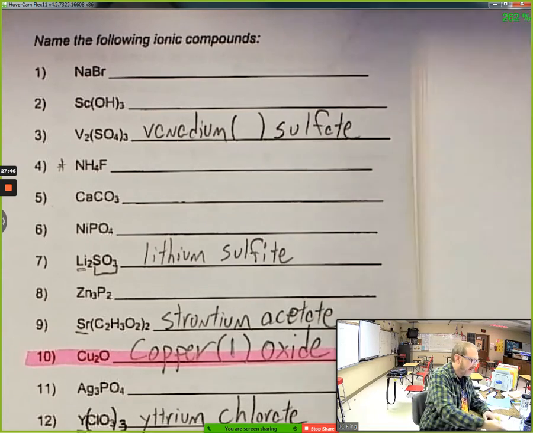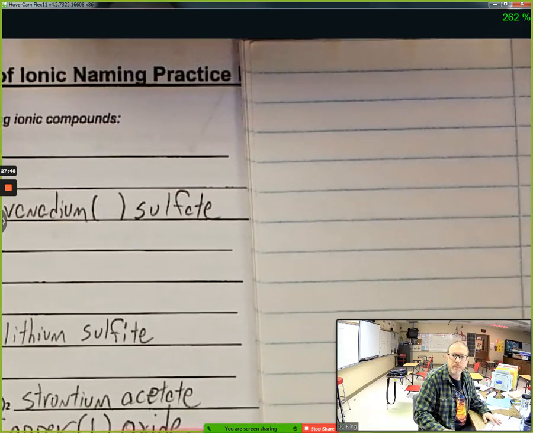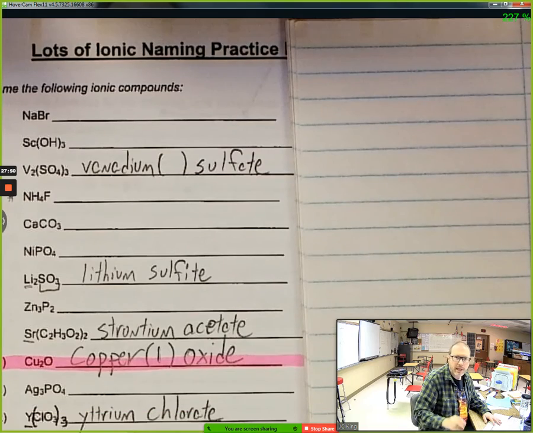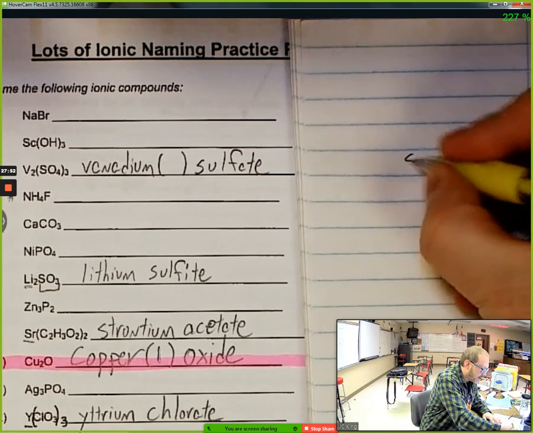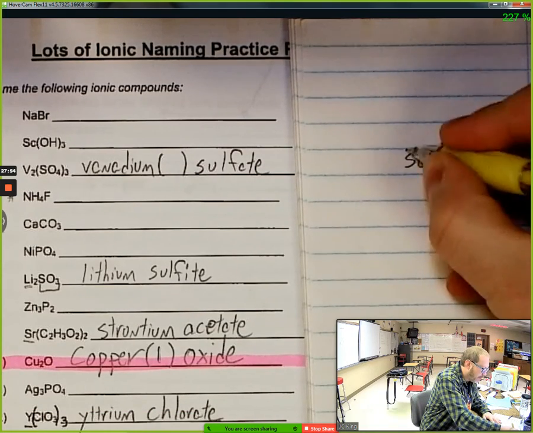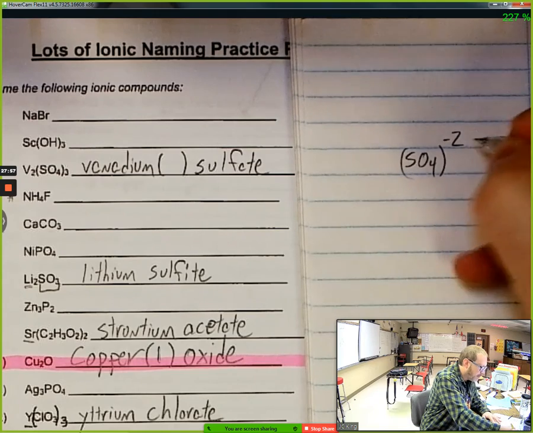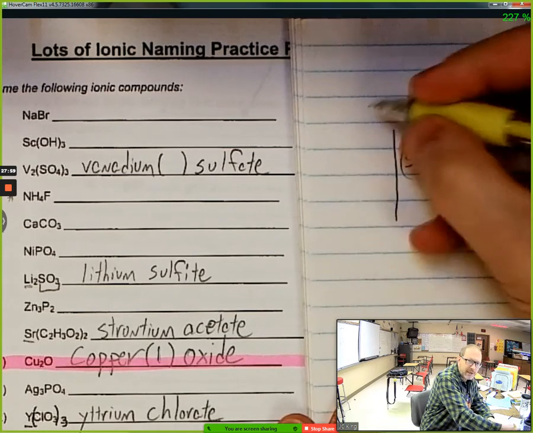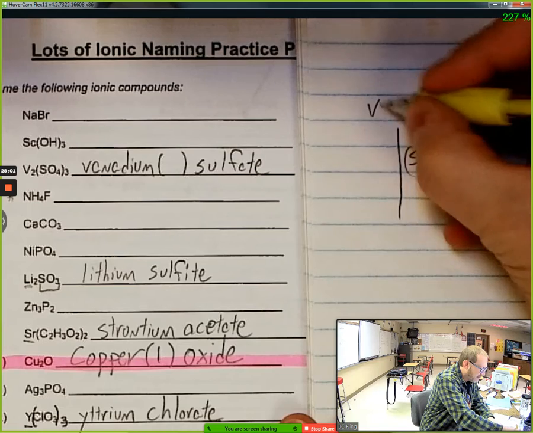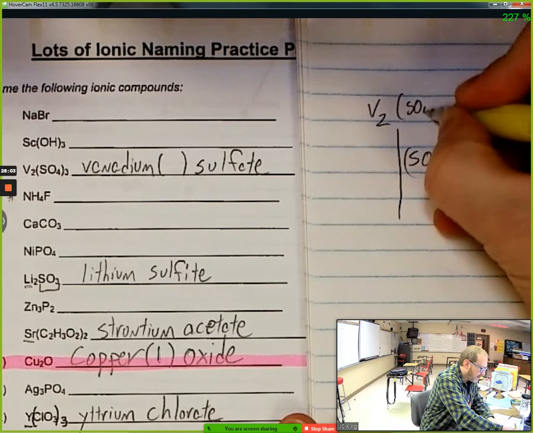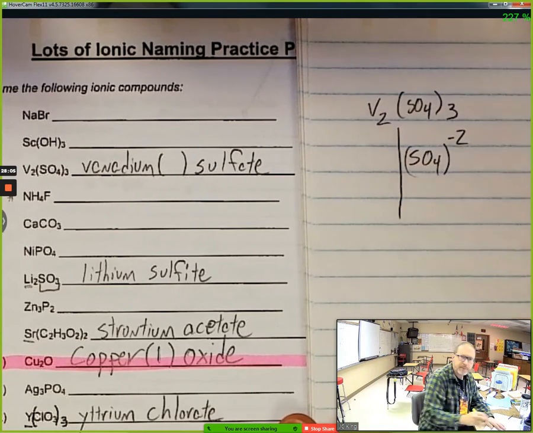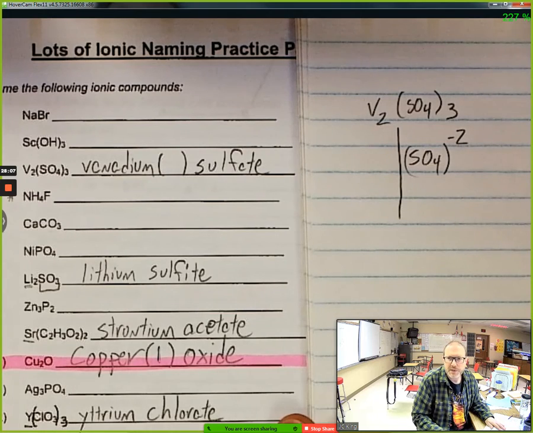Now over off to the side. Okay, so sulfate is SO4. It's got a charge of -2. But in this molecule, it's V2(SO4)3. So what's my total negative charge on this side of the molecule?